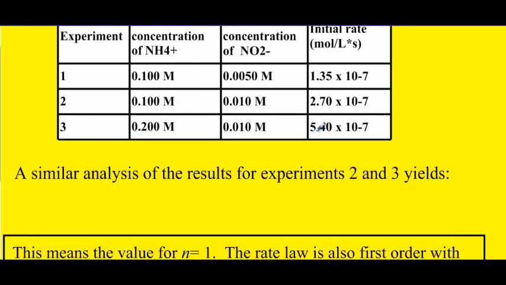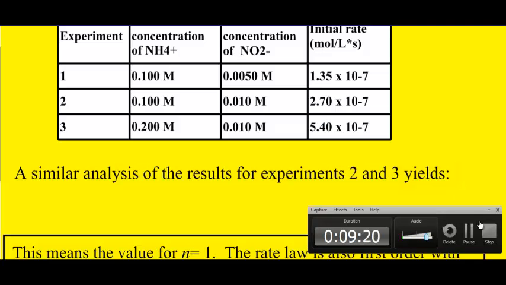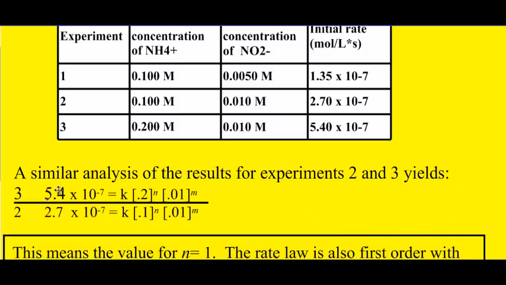So if you take 5.4, I'll write it down for you. Just let me pause. Okay, so I did 3 over 2, and the reason you do a second analysis is so that you can get the order of n. You want the NO2 concentration to be constant this time. So now this guy cancels out, and this guy cancels out. You do the math here, you divide those, and again, you get 2. And you do the math here and divide those, and you get 2 to the n.